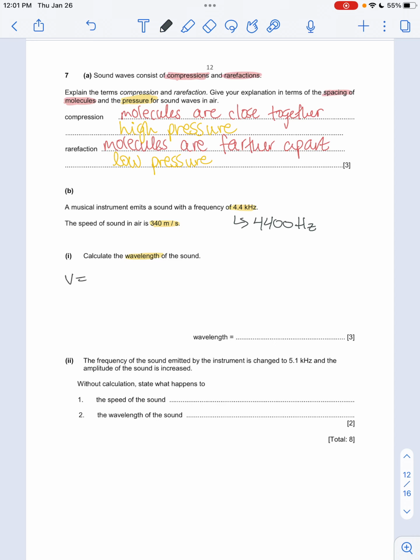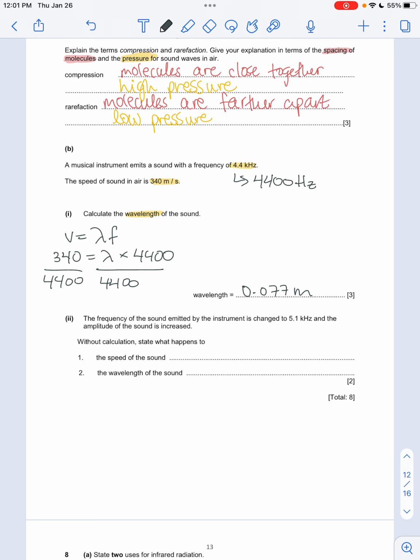We know that equation. It's the universal wave equation. Speed is wavelength times frequency. I know my speed. I don't know my wavelength, but I do know my frequency. And then, divide both sides. And then I end up with a wavelength of 7.7 centimeters or 0.077 meters, which I prefer. Meters are definitely the unit to go with when in doubt.